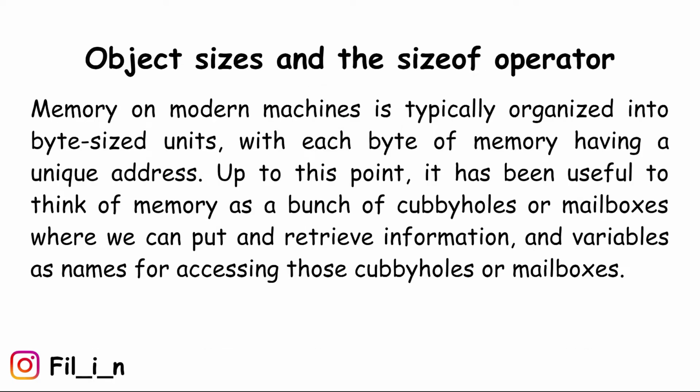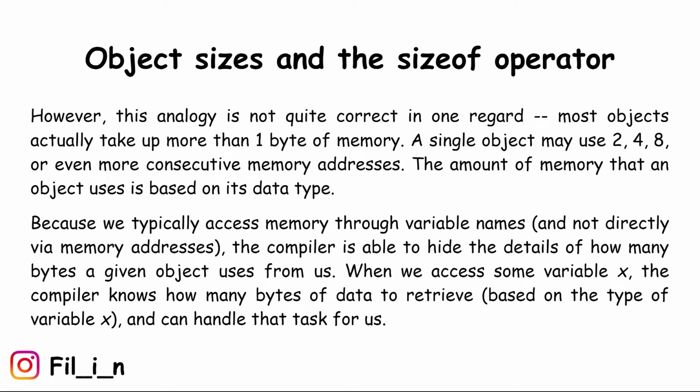Memory of modern machines is typically organized into byte-sized units, with each byte of memory having a unique address. Up to this point, it has been useful to think of memory as a bunch of cubbyholes or mailboxes where we can put and retrieve information, and variables as names for accessing those cubbyholes or mailboxes. However, this analogy is not quite correct in one regard. Most objects actually take up more than one byte of memory. A single object may use 2, 4, 8, or even more consecutive memory addresses.